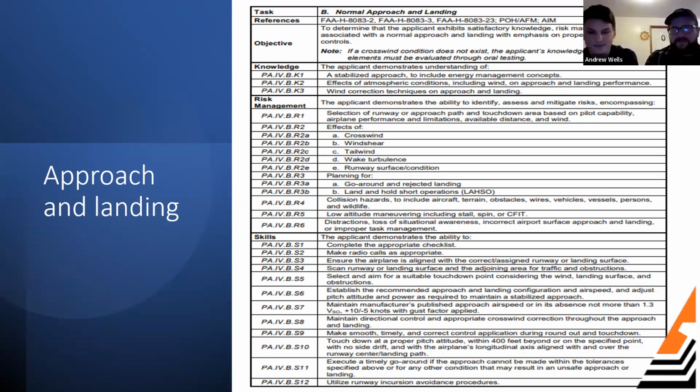So the skills that they're looking for in the ACS, making sure that you can maintain your approach speed, make a smooth, timely, correct control application during round out and touchdown. So they're just making sure that you can fly a stabilized approach to a smooth landing, more or less. Knowing that you're not becoming unstable in the approach and thinking, oh, I can land, I can get it down still.